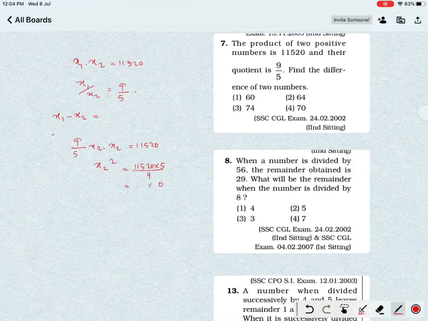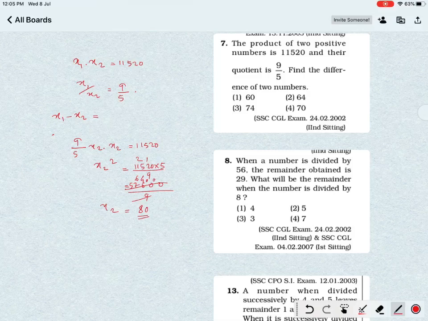11520 times 5 is 57600. Divided by 9, this comes to 6400. So x2 comes to 80.